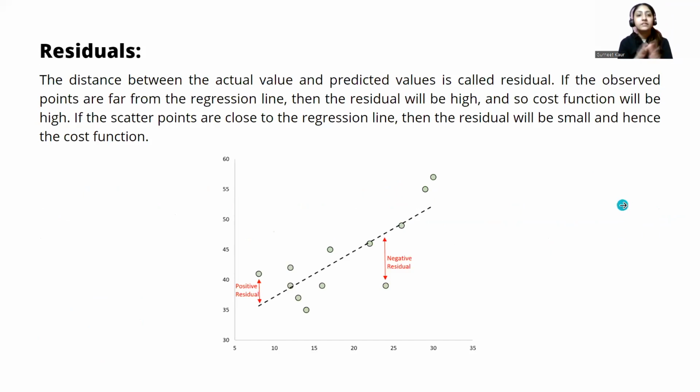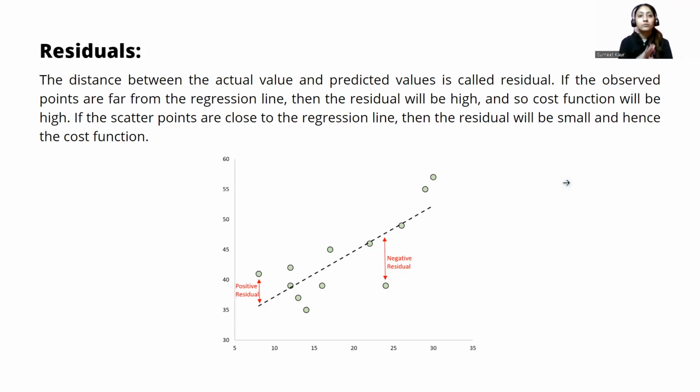Now the residual. The distance between the actual value and the predicted value is called the residual, right? As you can see in the graph, these are the data points and this is our line of regression. The line of regression gives our predicted value and the data point is our actual value. The distance between them is the residual. In this case it's a positive residual, and the one over here is the negative residual, right?